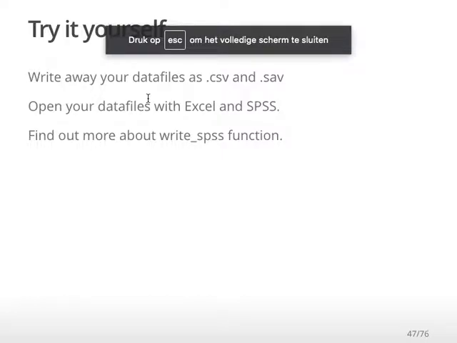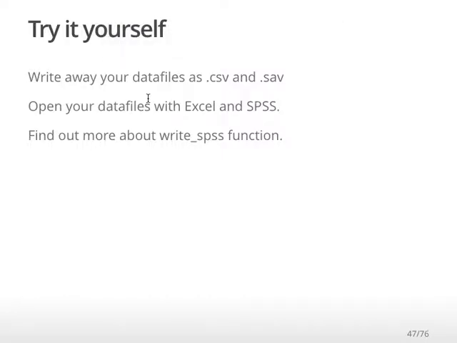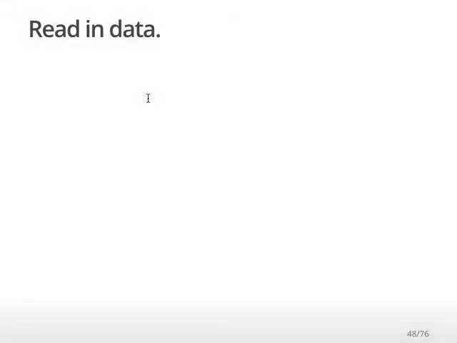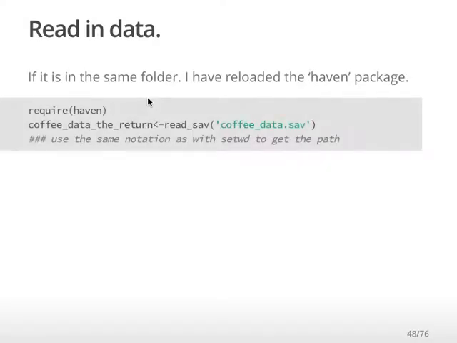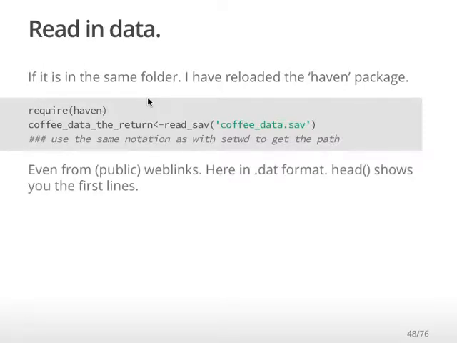By now you're able to write your own SPSS files. You're able to write your own Excel files. You can also read in data. So in your own folder, you might have to reload the thing. The thing which I've just written, like this coffee data, I could load it again by read_sav and then coffee data, the return. That will read it back into R. So you could try to do the same thing for your team data.